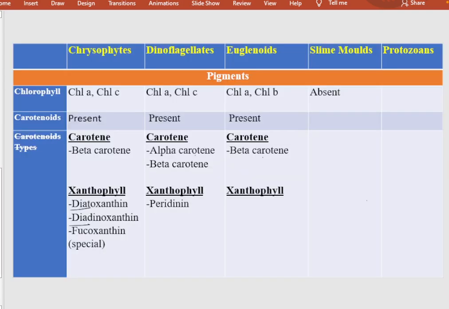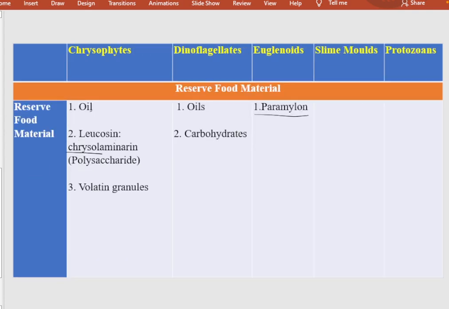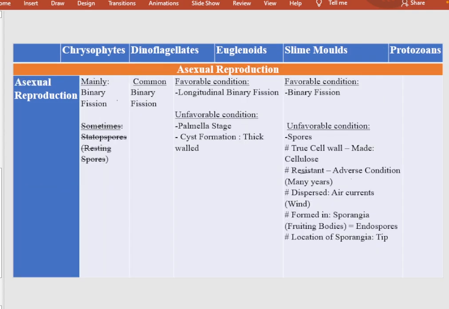Now, all these five groups are there, right? So reproduction will deal with sexual reproduction. Asexual reproduction is also completed. You should remember that if conditions are favorable, they will undergo binary fission. That's it. If conditions are unfavorable, they will go into the spore stage.